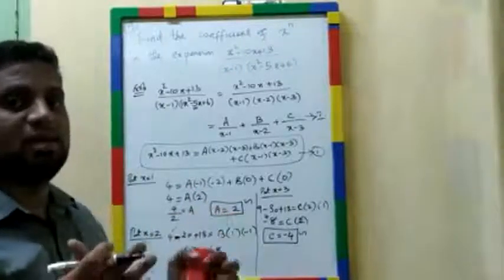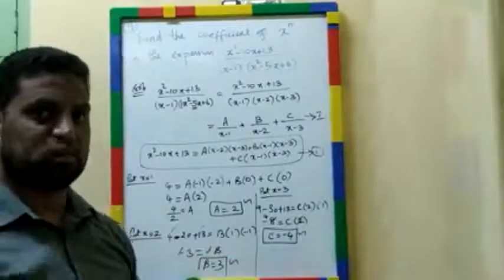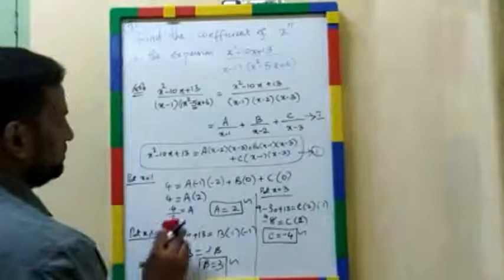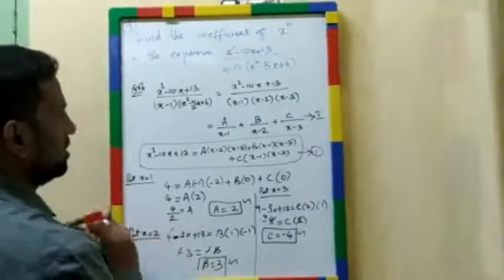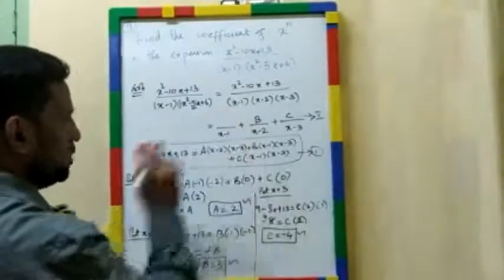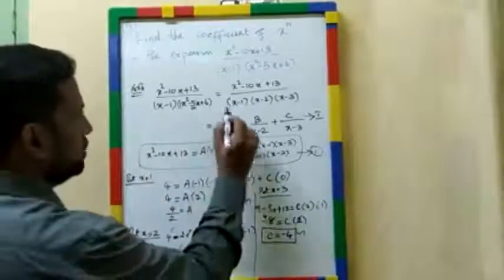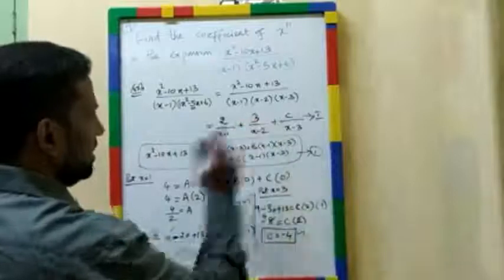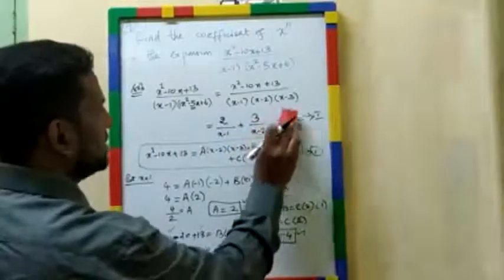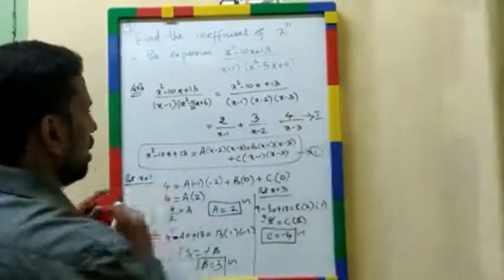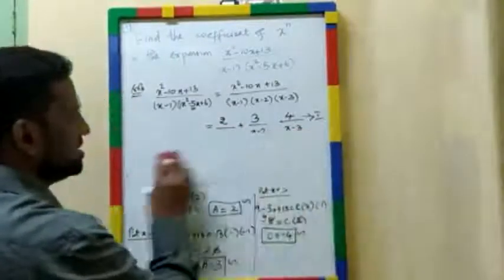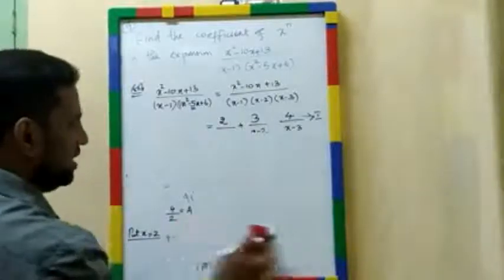Now extra, a little bit, you have to go for 5 or 6 steps to find out the coefficient of x power n. Now you see here. Now all these values I substitute here. The value of A is 2. The value of B is 3. The value of C is minus 4. After substituting all these A, B, C values, we will get this required partial fraction.